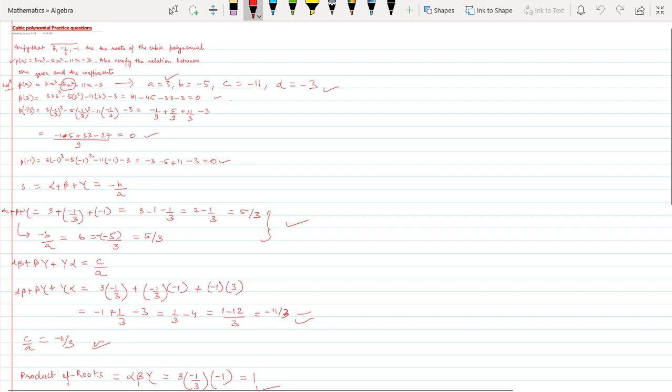So just to summarize, I'll put down all the formulae here once again, which is alpha plus beta plus gamma is equal to minus of b by a. Alpha beta plus beta gamma plus gamma alpha is equal to c by a, and alpha beta gamma is equal to minus of d by a. You should remember these formulae really well.